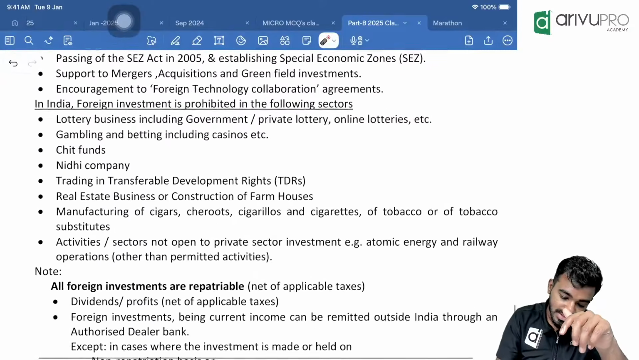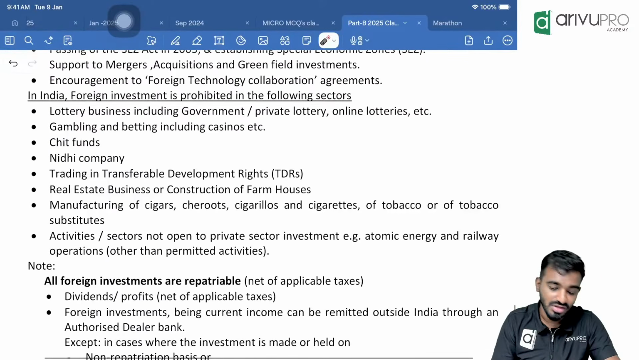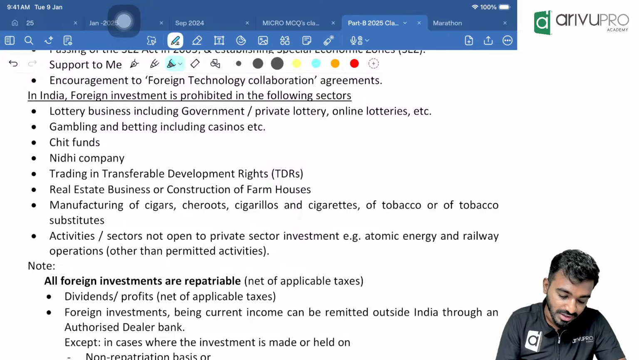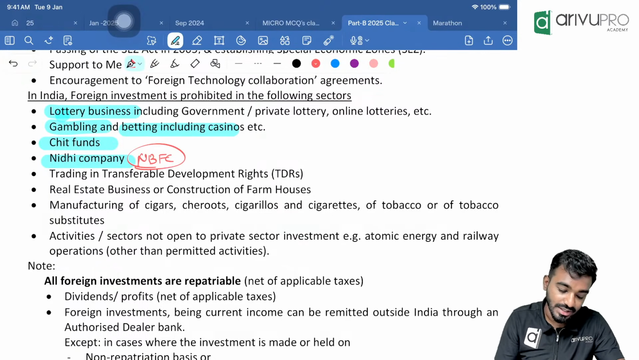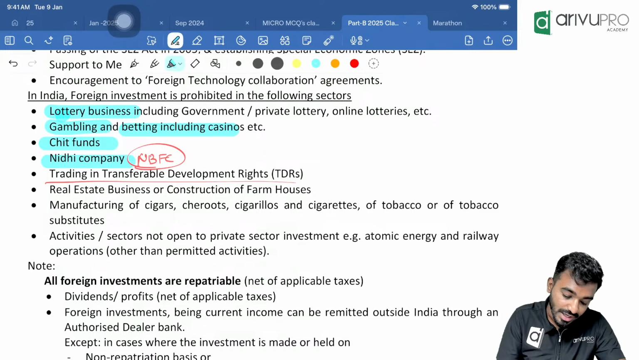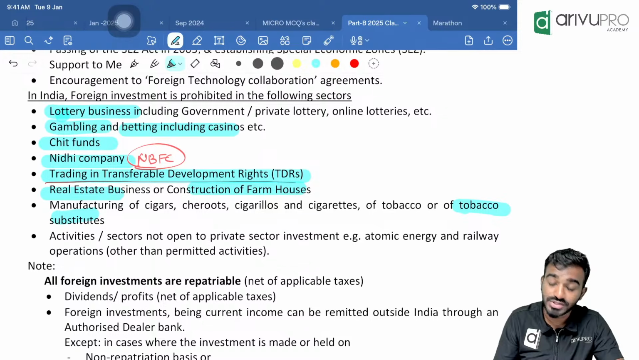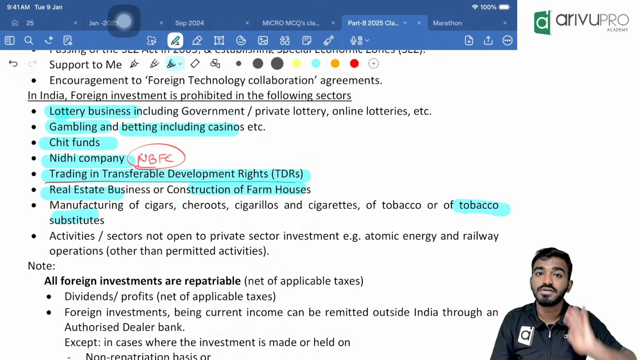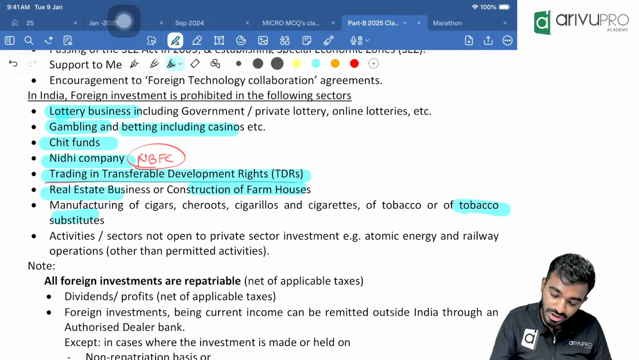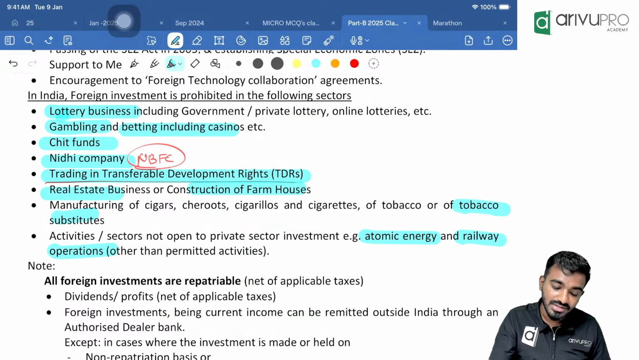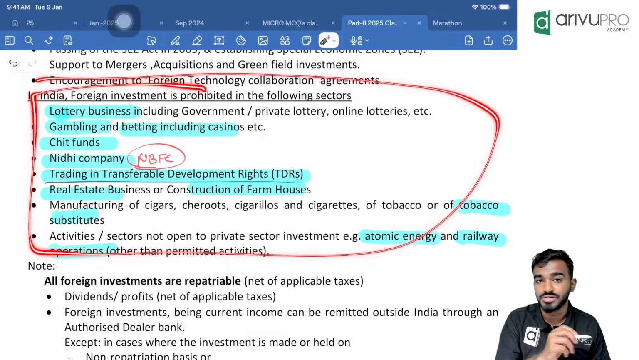There are certain businesses in which FDI is not allowed: lottery business, gambling and betting, chit fund, Nidhi company, which is an NBFC, so a foreign company cannot come and be a Nidhi company in India. Also trading in transferable development rights, real estate, construction, manufacturing, all kinds of tobacco and tobacco substitutes, and activities specifically reserved for our public sector, not even allowed to our private sector, like atomic energy generation and railways. Foreign companies cannot enter. These are the areas of prohibition.